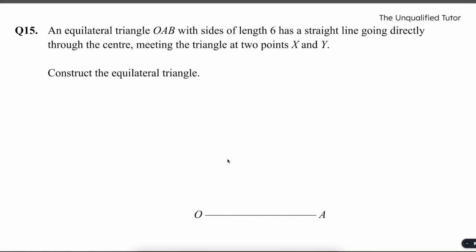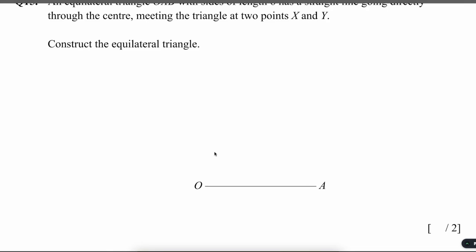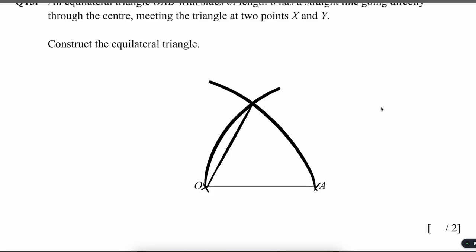Question 15. An equilateral triangle OAB with sides of length 6 has a straight line going directly through the centre, meeting the triangle at 2 points x and y. Construct the equilateral triangle. So what you would do is you'd place your compass here, and then you construct an arc like that, and then you'd place your compass here, and you construct an arc like that, and then you would take a ruler and you would connect the arc like so.